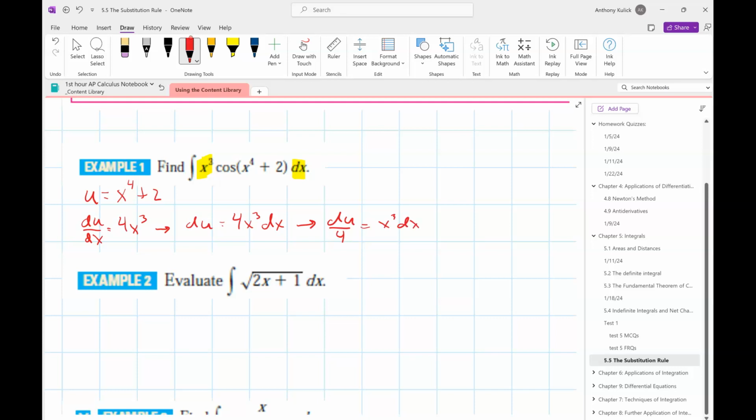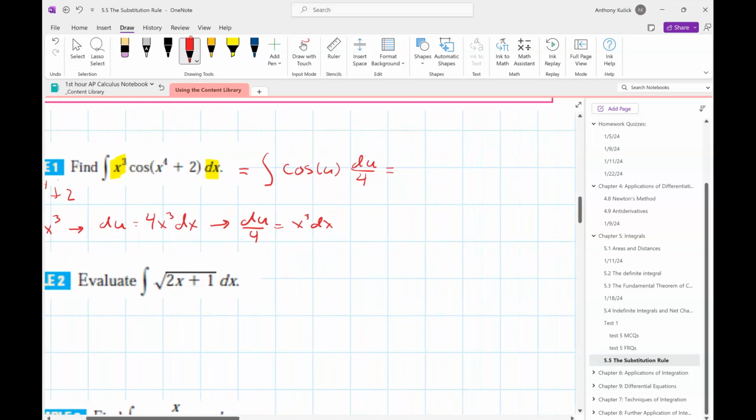And instead of substituting in for du and trading that out for a 4x cubed dx, which I don't have the 4, I'm going to trade out the x cubed dx for a du over 4. Does everybody see how I did that? Yes. Like the du always has to equal whatever the other. Yes, absolutely. We'd call that the leftovers. Everybody feel okay so far?